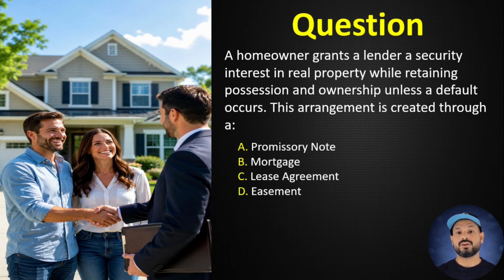Question number 43. A homeowner grants a lender a security interest in real property while retaining possession and ownership unless a default occurs. This arrangement is created through A. Promissory note, B. Mortgage, C. Lease agreement, D. Easement. Correct answer, B. Mortgage. A mortgage creates a security interest that secures repayment of the loan.